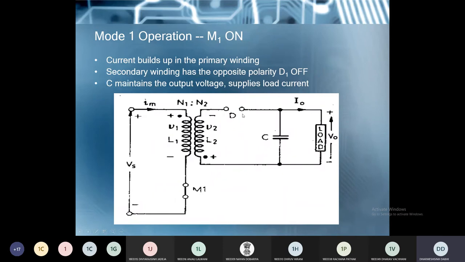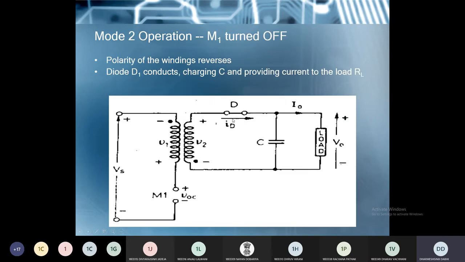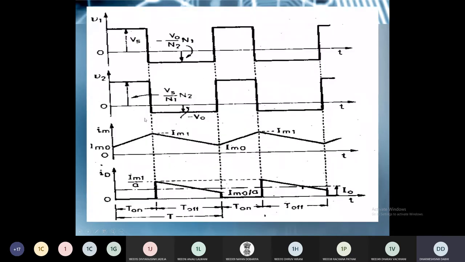In that case the diode is acting as an open circuit, so no current is flowing into the diode. It means the diode current is zero. So you can see that during the positive cycle your diode current ID is zero during the on period of this switch. At this time you can see that the magnetizing current in the transformer increases linearly.